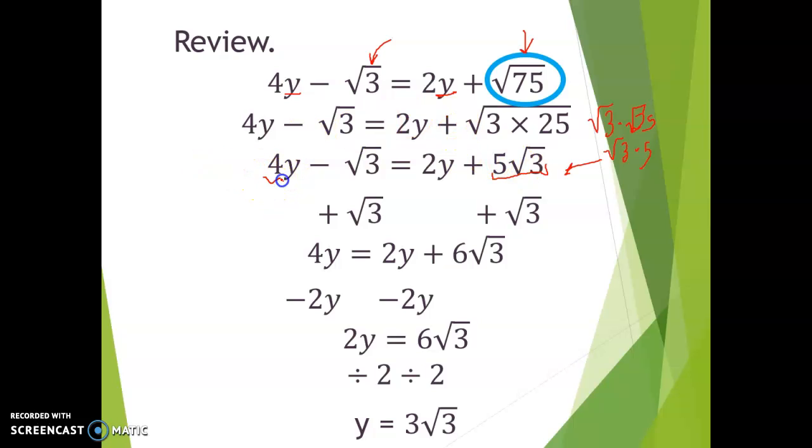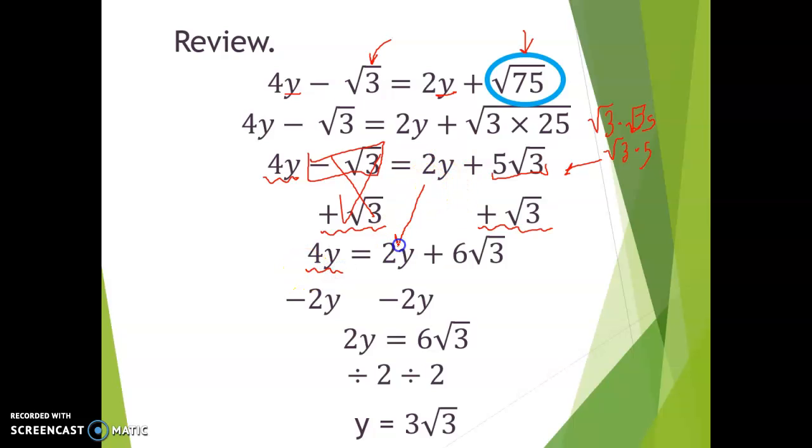I want to keep my y term over here on the left-hand side, so I'm going to get rid of this negative root 3. The way I get rid of a negative root 3 is with a positive root 3. So you can see I've added plus root 3 to the left side. Whatever I do to the left side, I also have to do to the right-hand side. My negative root 3 and positive root 3 cancel, leaving me 4y on the left, which is what I wanted.